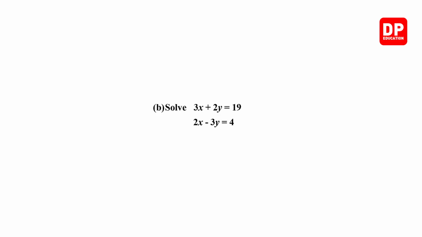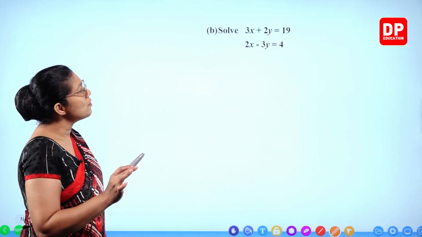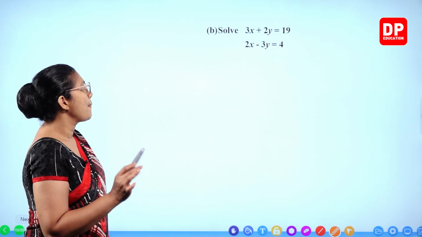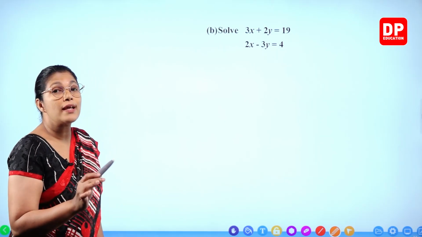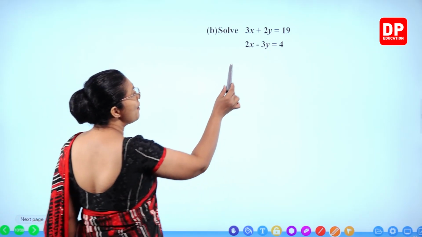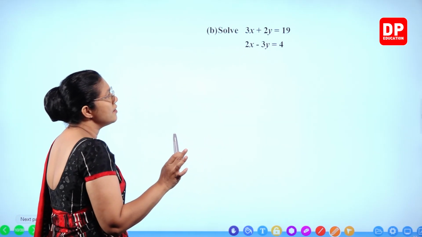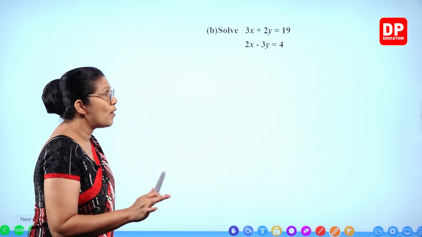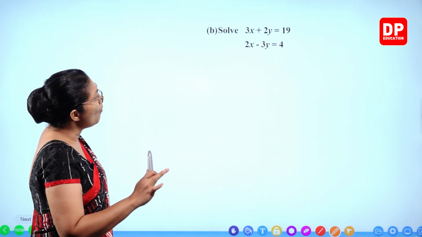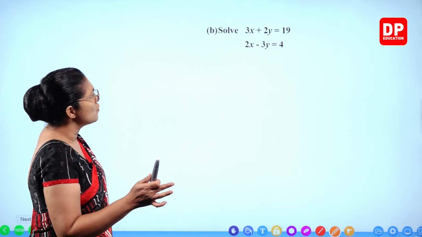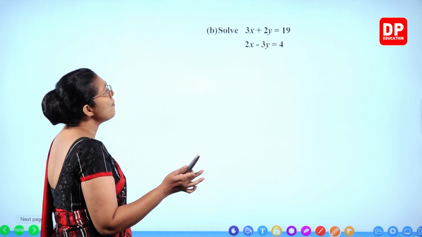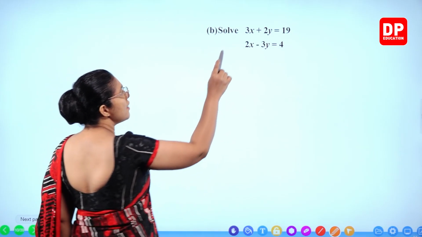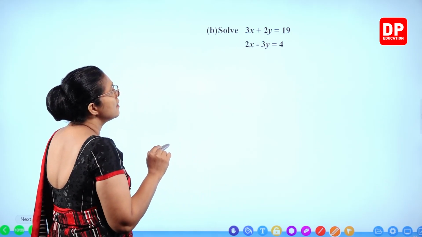Let's do part B. Simultaneous equations. 2 unknowns, 2 equations. So you have to get rid of one variable. How do you check whether you can add or subtract? First you have to check the coefficients of each variable. The coefficients are different, so first you have to make the coefficients equal, either x or y. Which one is easy? You can take the first one and multiply by 2, and the second one multiplied by 3. You can get rid of the x terms.